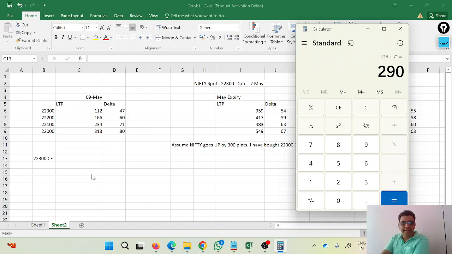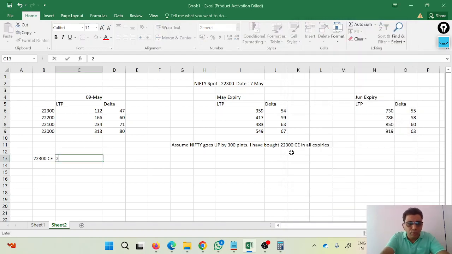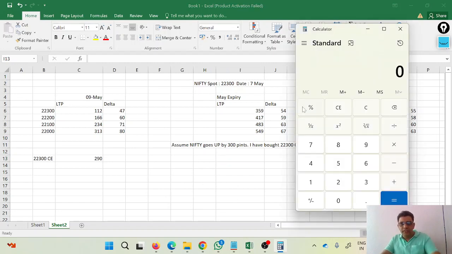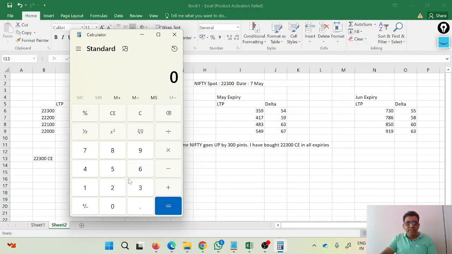So it will become 290. Right? It's a simple calculation. If I come to this particular line, let's do the calculation here. Its initial value is 359. For the first 100 points, it will increase by 54 points. For the next 100 points, it will increase by 59 points. And for another 100 points, it will increase by 63 points. And its value will be 535.